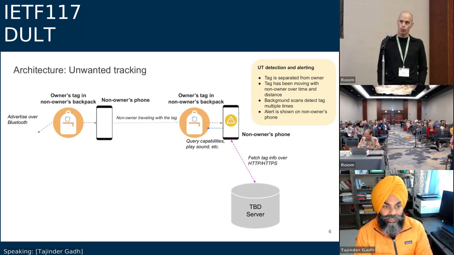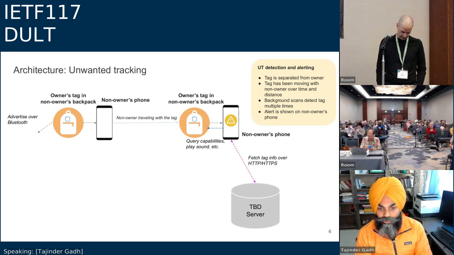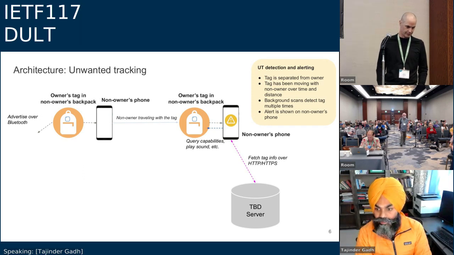So once a tag is deemed or detected as an unknown tag, the non-owner is alerted by a notification. The alert provides the details about the tag, such as the image, serial number, etc. It also provides a mechanism to ring the tag in order to locate it, and further instructions on how to disable the tag, remove batteries, etc. With this, I'll hand it back over to Brent to continue.